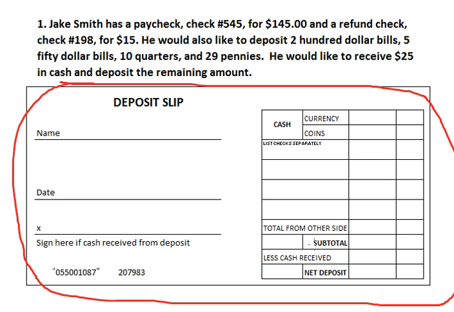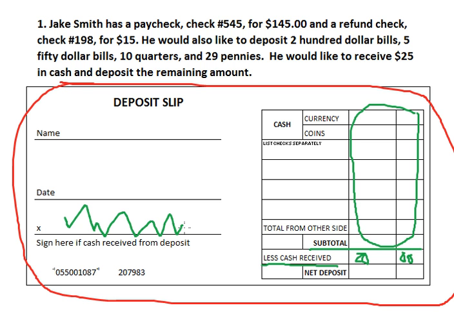Then, of course, you come up with the subtotal by adding up everything that's in these boxes. And then there's a place called less cash received. This is in case you want to keep any of the money for yourself. If you have 5 checks that you're trying to deposit, you might want to keep $20 for yourself. So you would write $20 in here. But then after you write $20 in, you would have to write your signature right here. And because you're keeping that money for yourself, you're going to ultimately subtract it from your subtotal to find your net deposit.